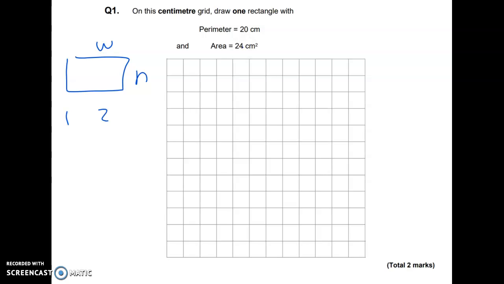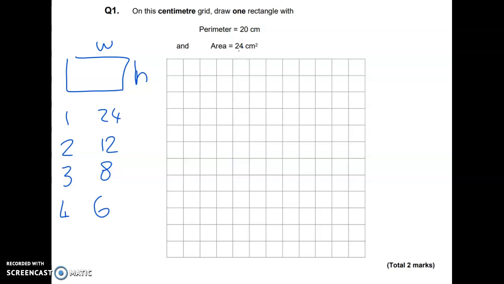So we could have 1 and 24, which I don't think it would be. We could have 2 and 12. We could have 3 and 8. And we could have 4 and 6. Right? So basically, if the width of it is 24, the height has got to be 1. So it's going to be one of those two pairings.